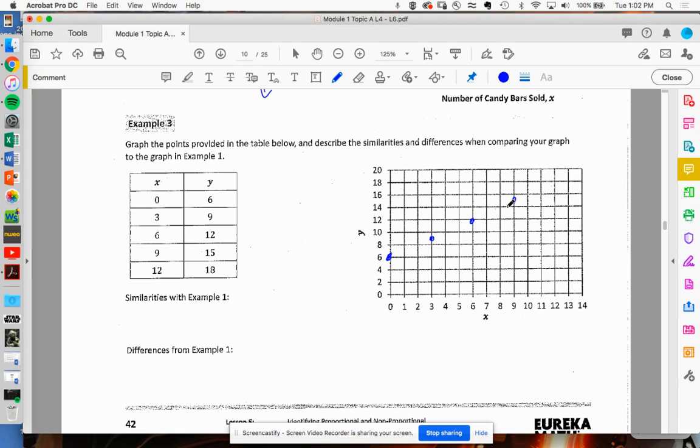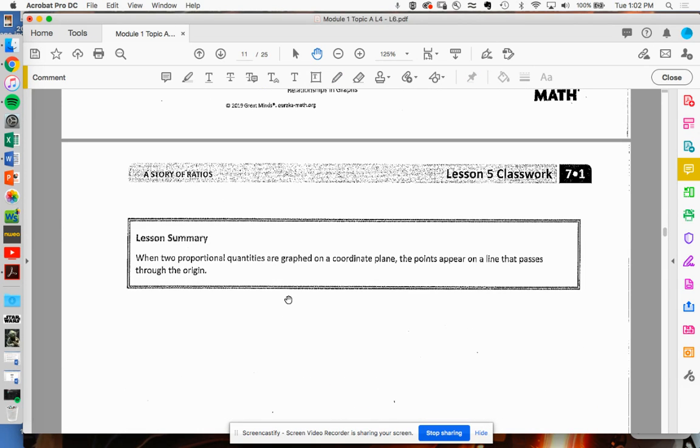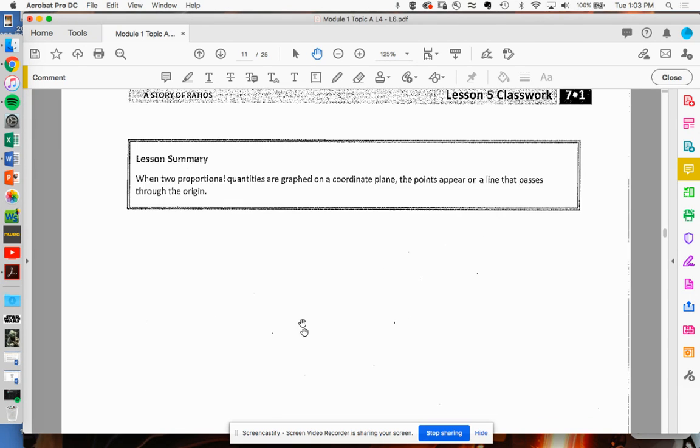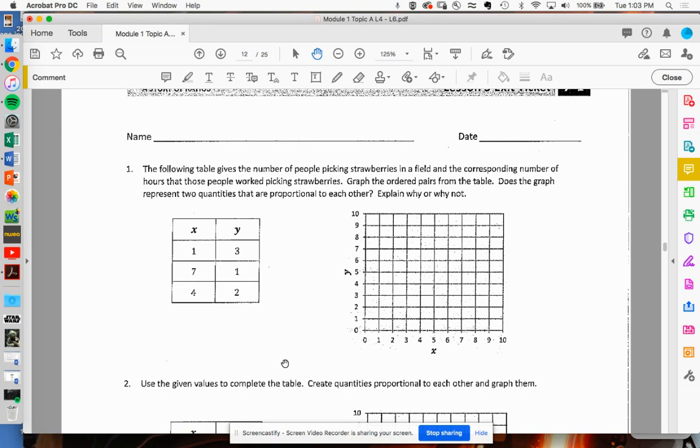Nope. No. Kind of like the example where the girls start off with $120, where the kid had 15 toy cars on his birthday. It is not a proportional situation. That is a relationship, but it's not proportional. Okay? So now the summary, when two proportional quantities are graphed on a coordinate plane, the points appear to be on a line that passes through the origin. Very important.